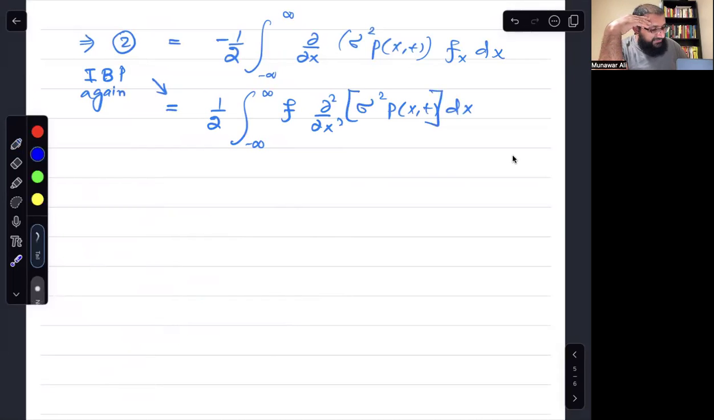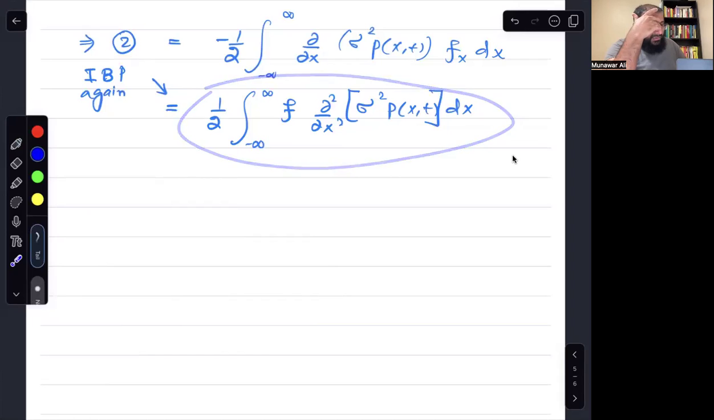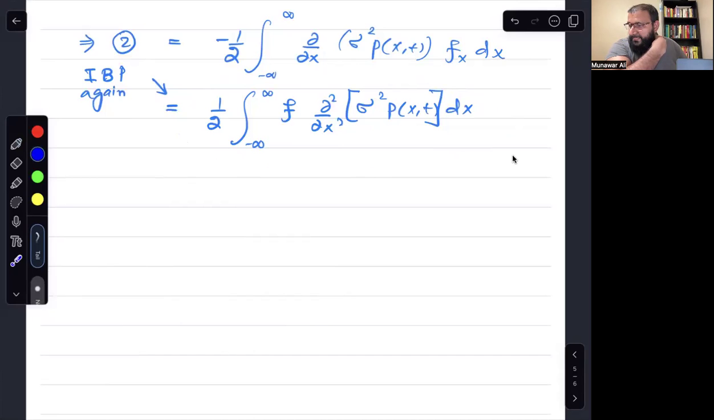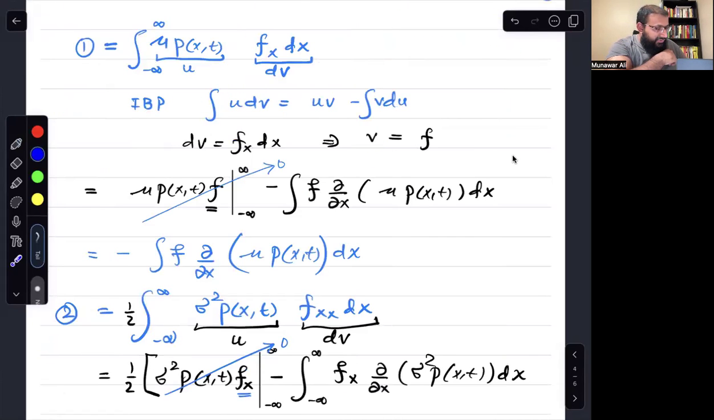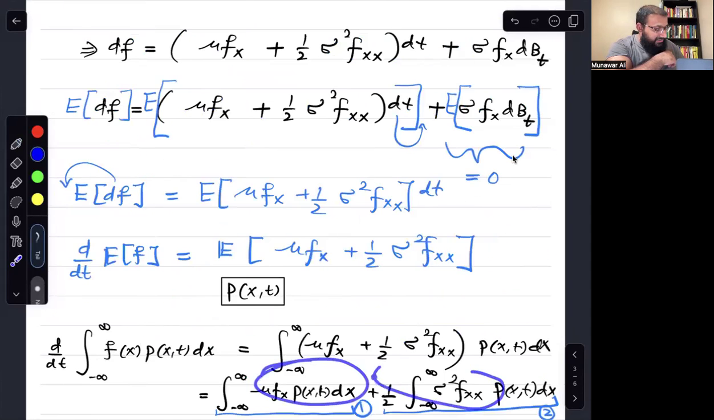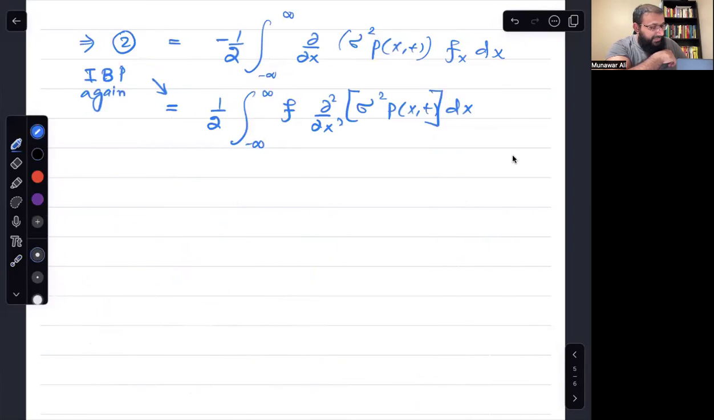So this is my value of 2, and this is my value of 1. I will put these two values in here, and then I'll compare the results. So put the values.